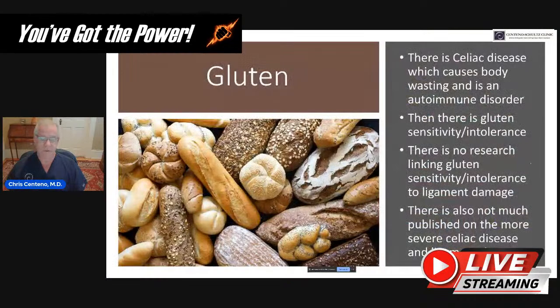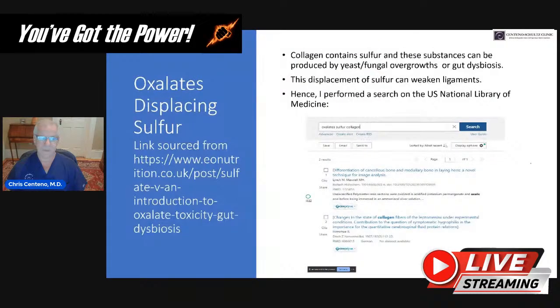Diet. So gluten intolerance. So you all know celiac disease is pretty severe, and that includes wasting, etc. Here we're just talking about sensitivity and tolerance. The concept here is that this causes chronic inflammation. That chronic inflammation then leads to problems. Another one I've seen is oxalates displacing sulfur. And this is the link I sourced that concept from, and there's not much research.